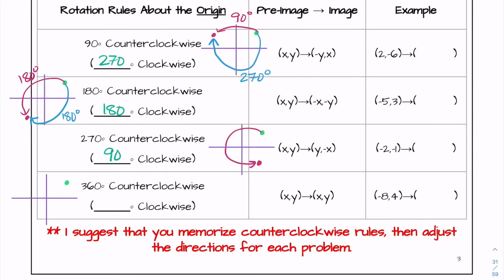Okay, so how much is it in the other direction? It is 90 degrees this way, because it was 270 this way.